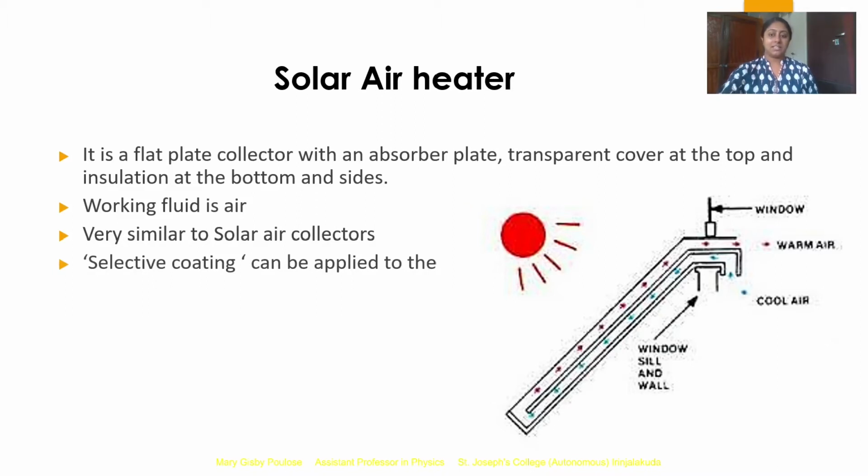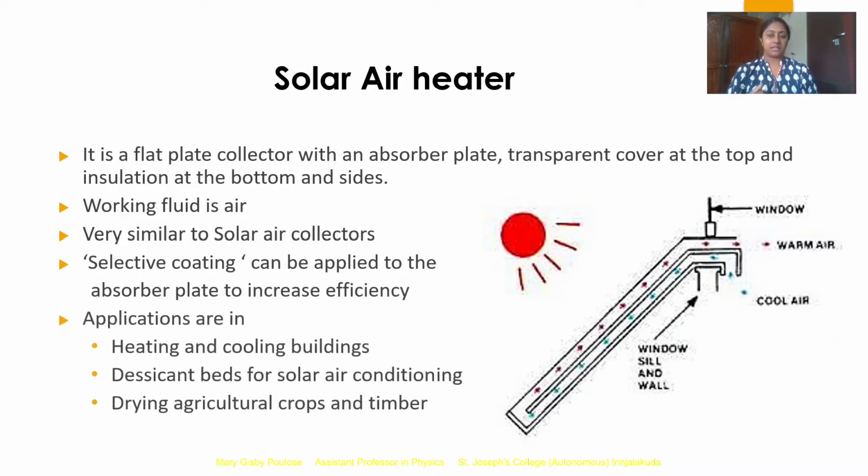Now here, a selective coating can be applied to the absorber plate in order to increase its efficiency. By coating different materials on the absorber plate, its efficiency can be varied. Now this type of solar air heater is used in heating or cooling buildings, or it can be used as desiccant beds for solar air conditioning, or even in drying agricultural crops and timber.